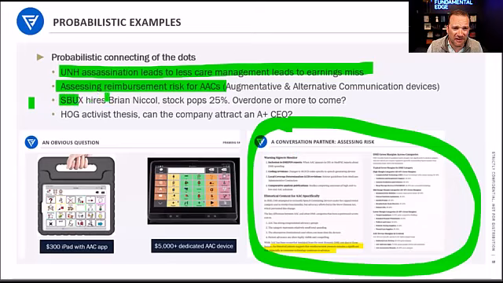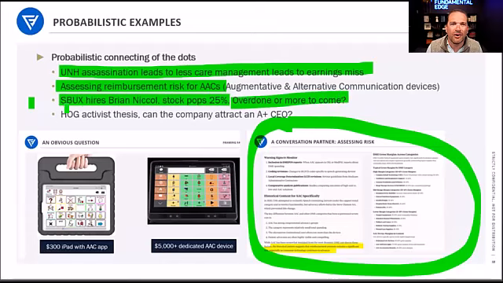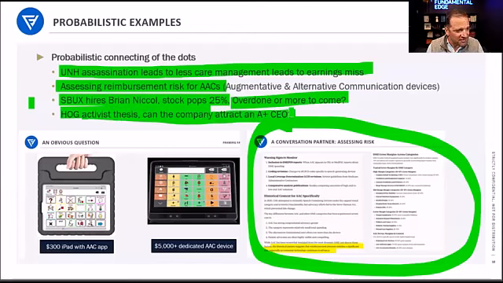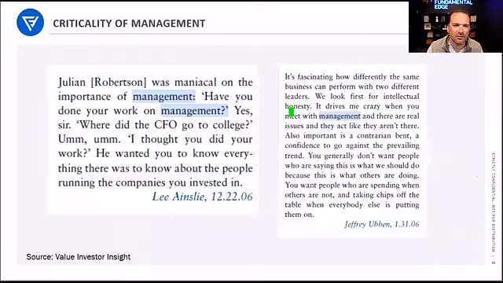Today, I'll give a little example: when Starbucks hired Brian Niccol from Chipotle, the stock popped 25%. How do you assess, in a first cut analysis, whether that's overdone or more to come? Or if you're looking at Harley Davidson, which is a beaten down, secularly pressured business with a bad balance sheet, trying to understand whether the activist thesis there can be effective, whether the company can attract an A+ CEO, and what that CEO could do with those underlying ingredients.